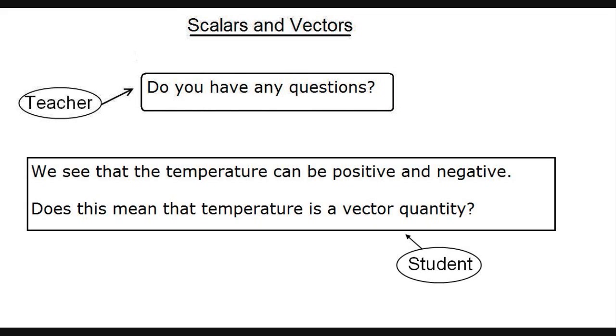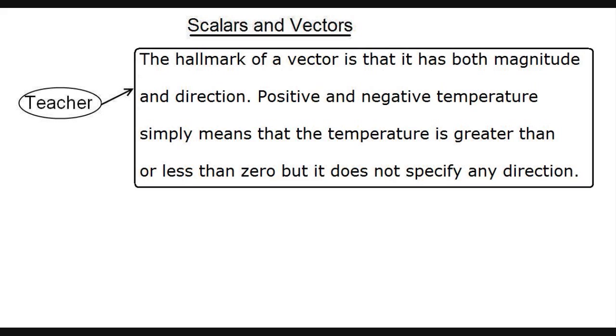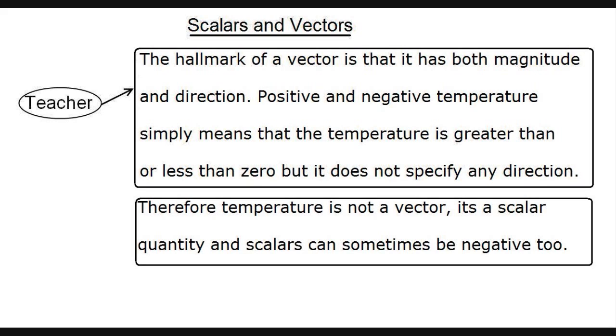We see that the temperature can be positive and negative. Does this mean that temperature is a vector quantity? The hallmark of a vector is that it has both magnitude and direction. Positive and negative temperature simply means that the temperature is greater than, or less than, 0, but it does not specify any direction. Therefore temperature is not a vector, it's a scalar quantity, and scalars can sometimes be negative too.